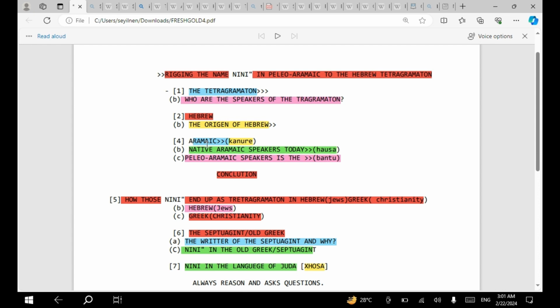And then we look at the Aramaic, and I prove to you that the Aramaic are the Kanuri. The native Aramaic speakers today are the Hausa, which borrowed words from the Kanuri. The Kanuri are the real Aramaic. Then the Hausas borrowed words from the Kanuri, which the Gentile nations refer to as Afro-Asiatic, which Arabs refer to as Afro-Asiatic or Hamito-Semitic. Hamitic is a different family, and Semitic is better paired with Japhetic, because they share the same DNA. Hamito-Semitic share not the same DNA, different DNA.